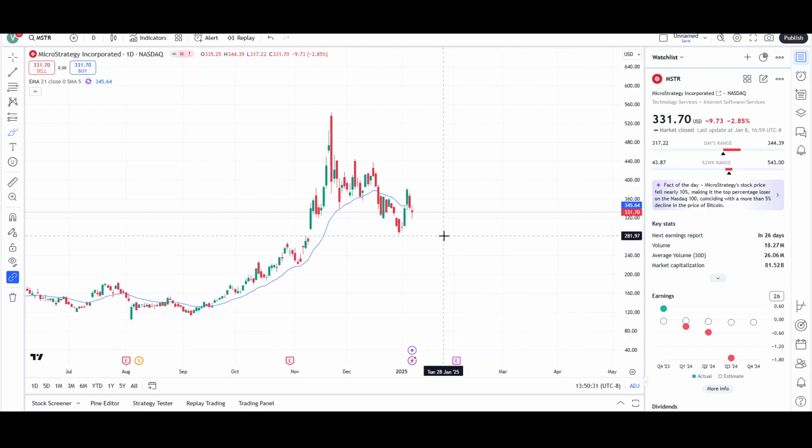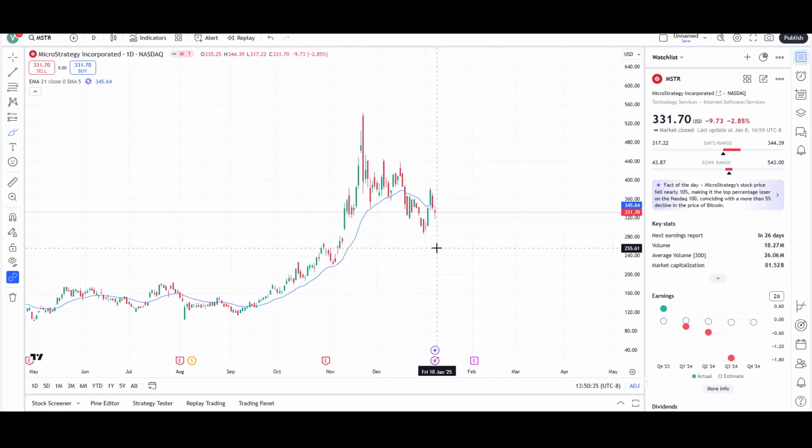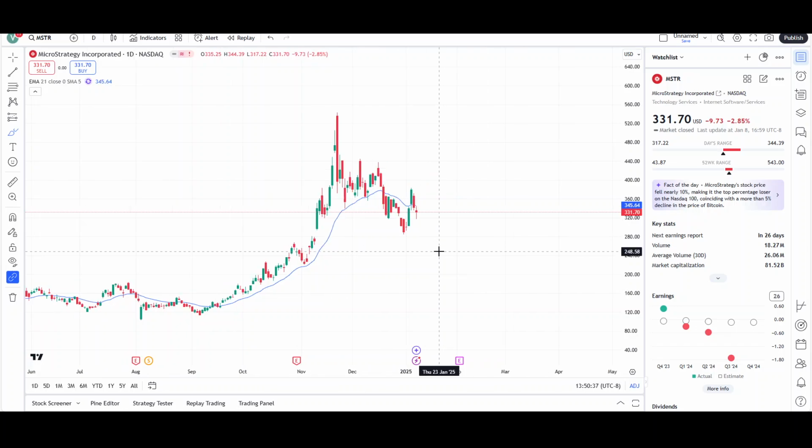analyzing MicroStrategy without analyzing Bitcoin is pointless. Well, that's a very common one. Bitcoin and MicroStrategy are definitely highly correlated, or MicroStrategy is highly correlated with Bitcoin. But you have to analyze the chart you will make your decision on to avoid conflicting information.